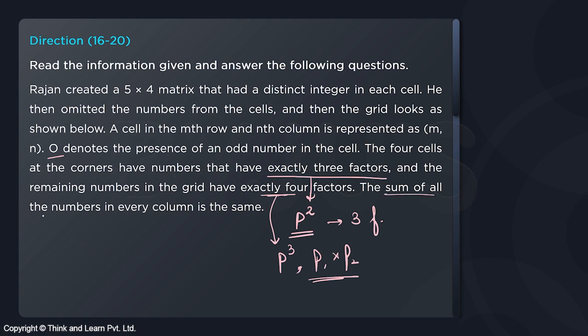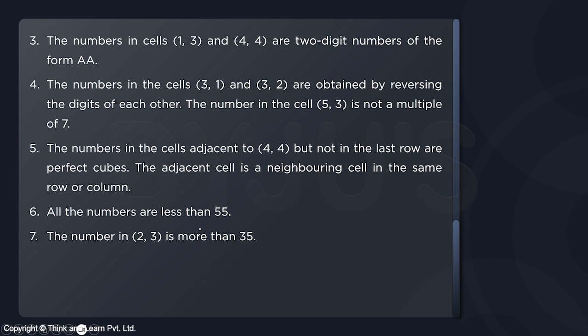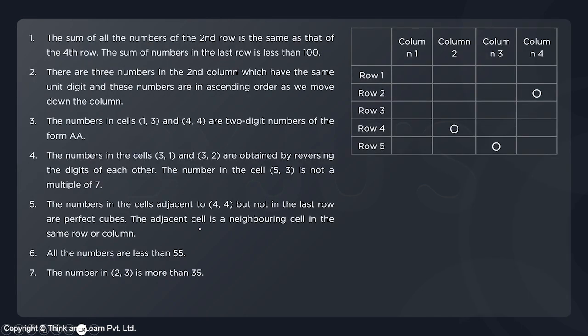And the sum of all the numbers in every column is the same. So this all we will just keep in mind while doing the questions. All this information I have written on this page. Let us start solving it. First of all, I see an information here that all numbers are less than 55. So what are the numbers that can come in the corners? Those are squares of primes. So square of 2 is 4, square of 3 is 9, square of 5 is 25, square of 7 is 49. I can't go above because I need numbers below 55.